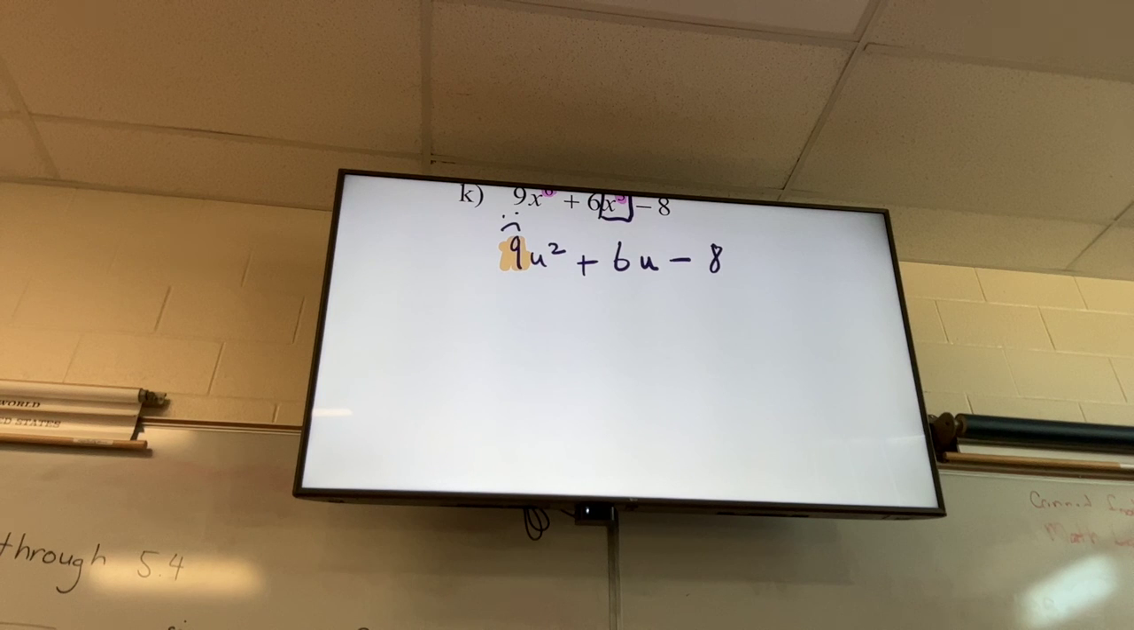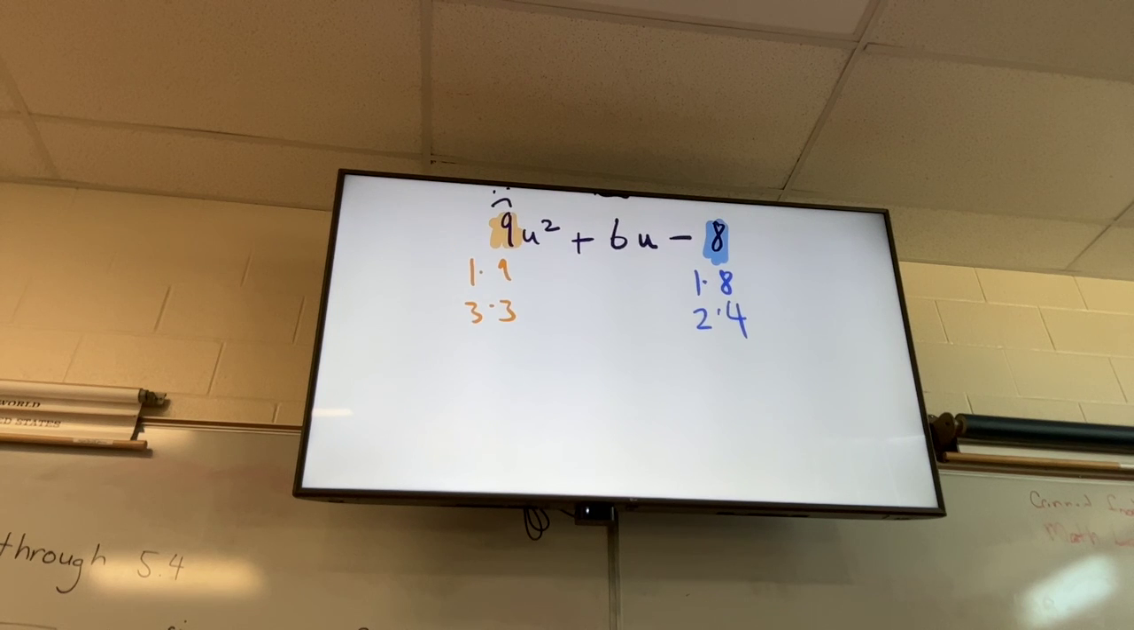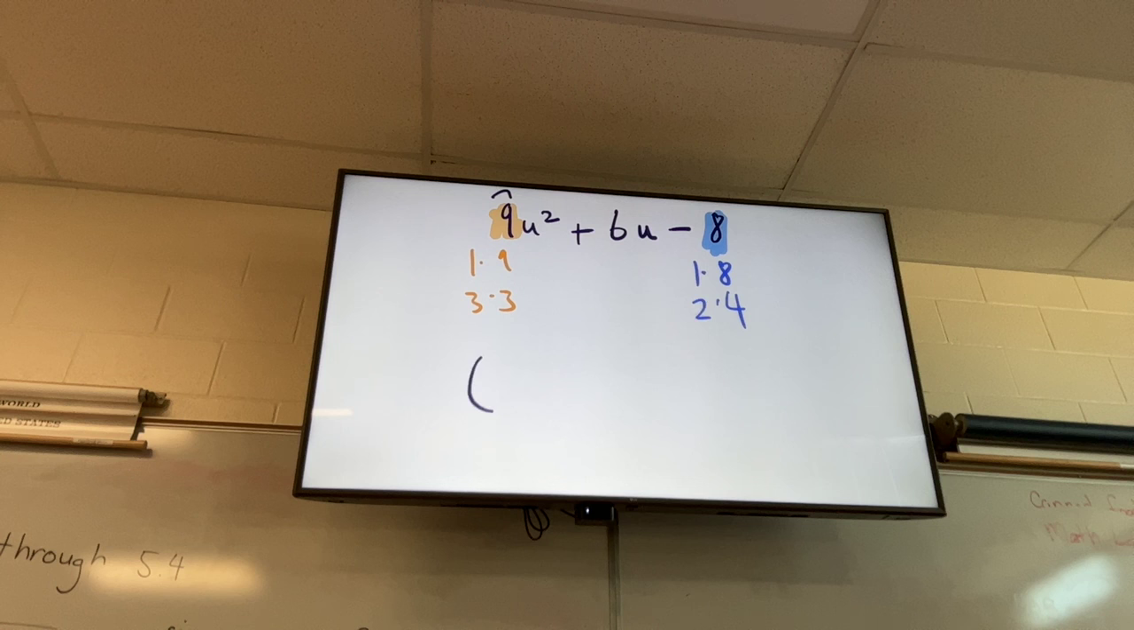the problem. So we got to write down the factors, the orange factors. So 1 times 9 and 3 times 3. Write down the blue factors. 1 times 8, 2 times 4. Okay, okay. Keep the U. So now when we set up the problem, we're just going to keep the U's there. Keep U there. U, space for the orange. The blue in the back. All right. Then one's going to get a plus, the other one's going to get a minus. Okay.